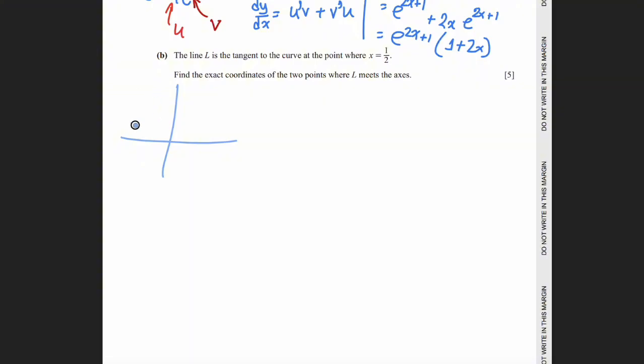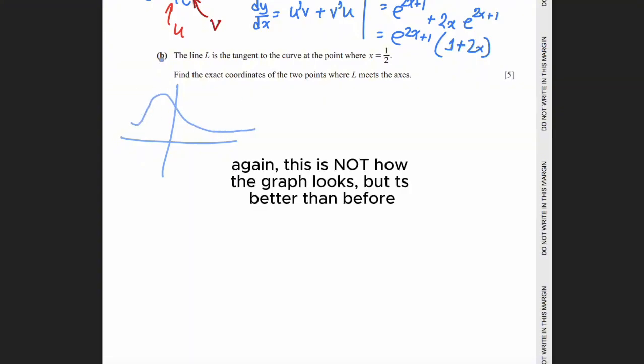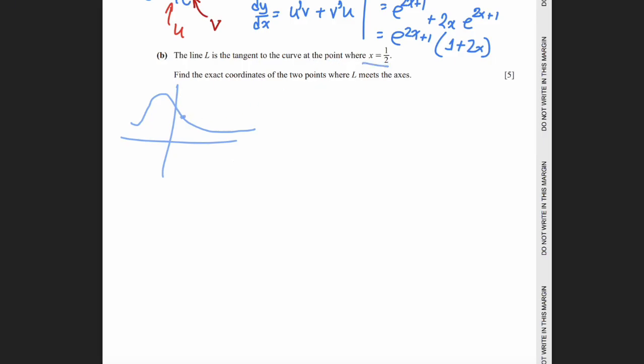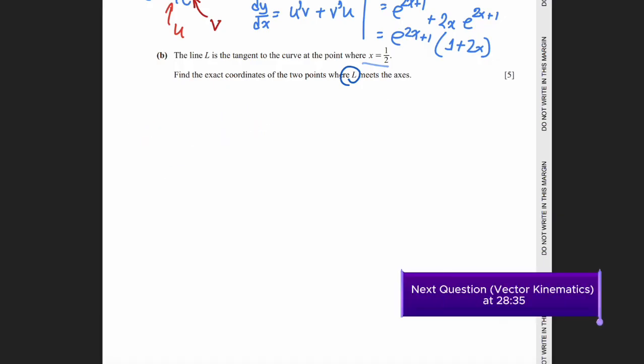Now suppose we have a graph over here like this. The line L is a tangent to the curve at the point where x equals half. So where x equals half, we draw a tangent like this. Find the exact coordinates of the 2 points where the tangent meets the axis. We want to find this point and this point. Now for a quick disclaimer, this is not how this curve looks. Anyways, you know what we're talking about.